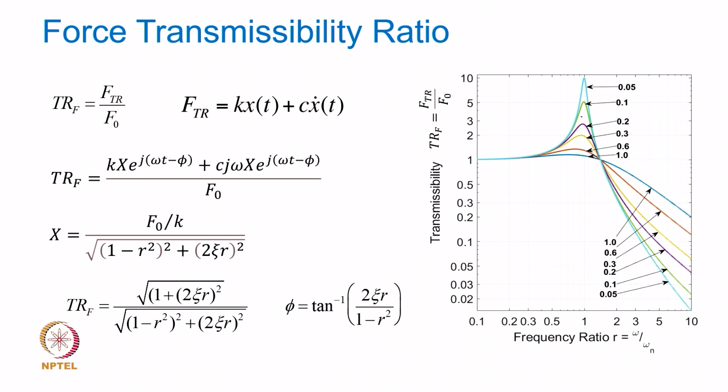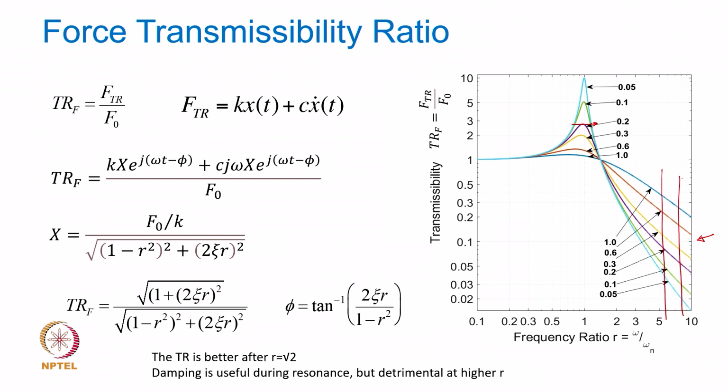You will have a large force transmitted during crossing of the criticals, but because you are going to spend most of your time operating the system, lower damping here is always beneficial.